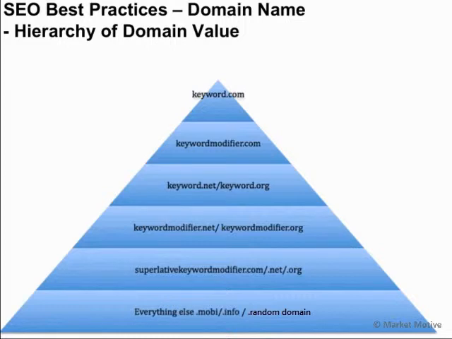1 to 2 words is kind of in that second tier, and you can see when you get into 3, 4 word phrases for .net, .org, that's kind of the last tier, and those are even pushing it, and .mobi, .info domains, just kind of stay away from those. Definitely not worth it most times.